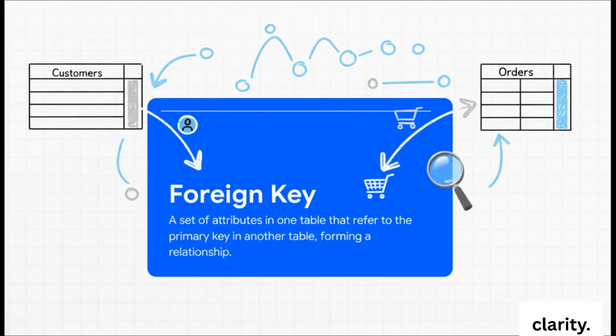Okay, so if we have all these nicely organized tables, how do we actually link them together? Well, that's the job of the foreign key. It's really just the primary key from one table placed into another table to create a relationship. This is the magic pointer that connects, for example, a customer to all of their orders.